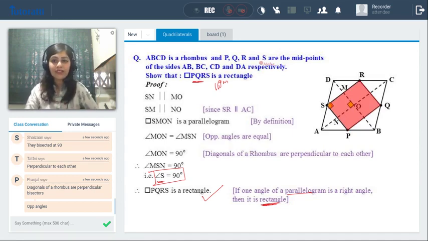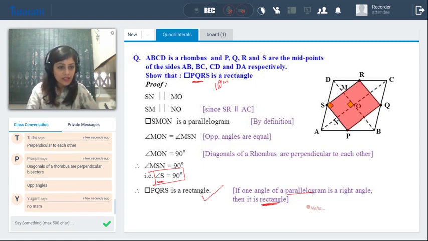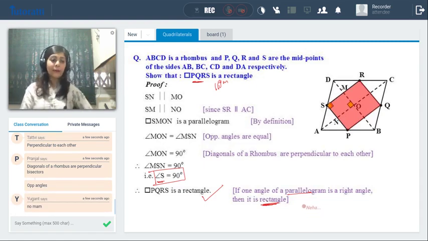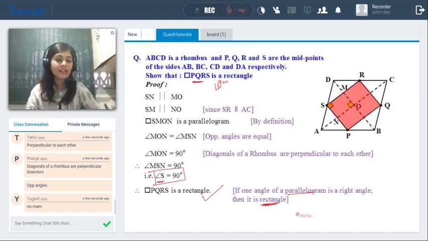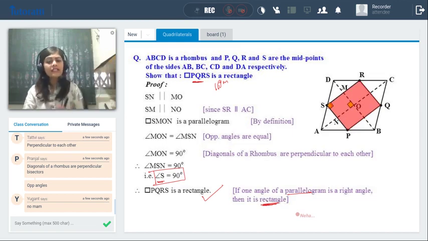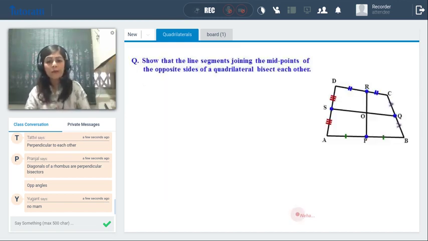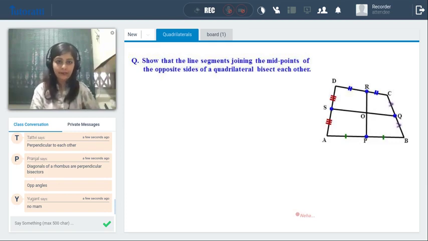Anyone has any doubts with this sum? Else we'll be proceeding ahead. Anyone, any doubts? Okay, no doubts. All right, okay, students. So now let's move to the next sum. We have clearly understood how to use the midpoint theorem. So now we will be doing it properly and by ourselves in the next sums.